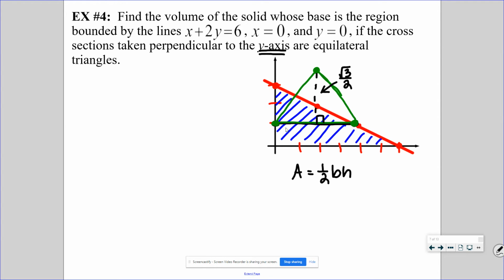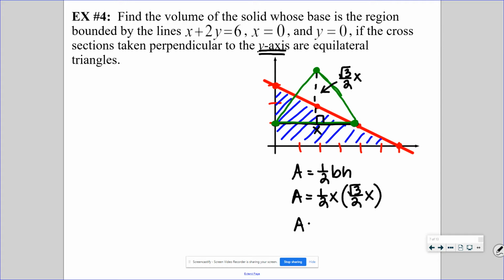Okay, so the base measurement in this problem goes from the y-axis over to the curve. Since we're moving from left to right, that would be the same as the x-coordinate of your function. And so if this distance is the x-coordinate, the height is equal to radical 3/2 times that value. So when we go to alter our area function for our triangle, the base is going to be represented by x, and the height is going to be represented by radical 3/2 times that amount.